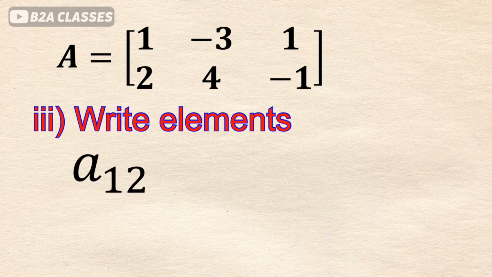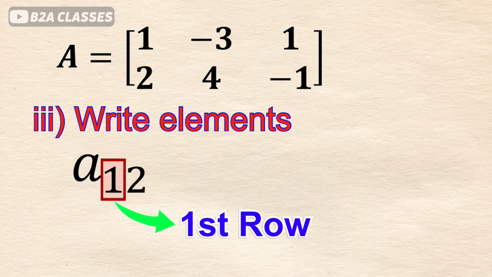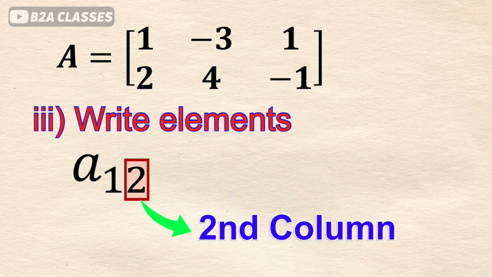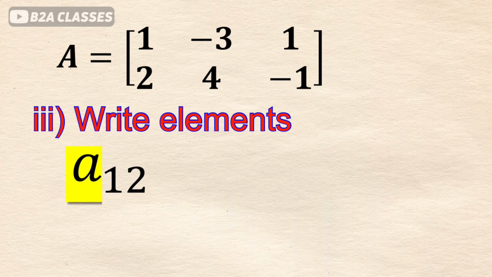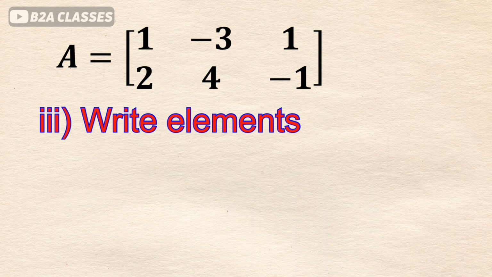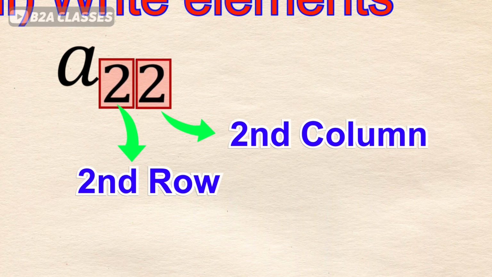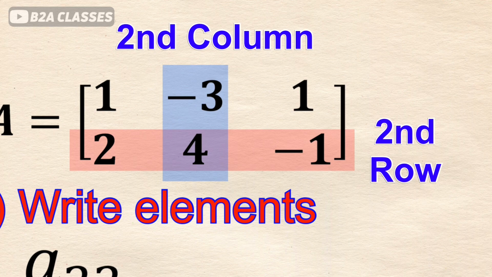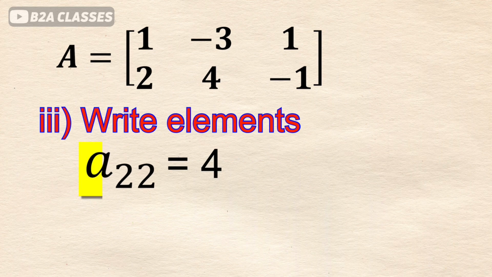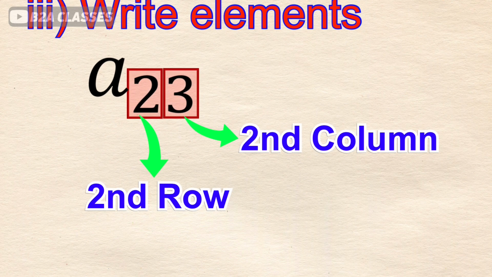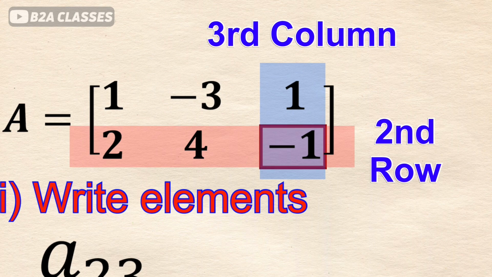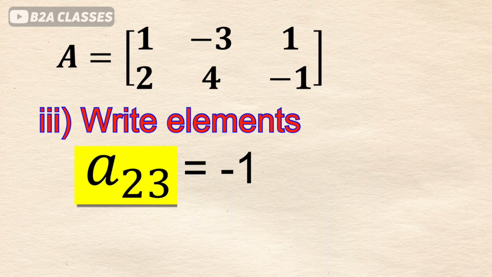Next, we have to write the element a subscript 1 2. We can identify the element by the number in the subscript. Number in the subscript is 1 2, which means 1 represents first row and 2 represents second column. Therefore, the element in first row and second column is -3. So a subscript 1 2 is minus 3. Next, we have to write the element a22. 22 represents second row and second column. Therefore, element in second row and second column is 4. So a subscript 22 is 4. Next, we have to write the element a subscript 23. 23 means second row and third column. The element in second row and third column is minus 1. Therefore, a subscript 23 is minus 1.